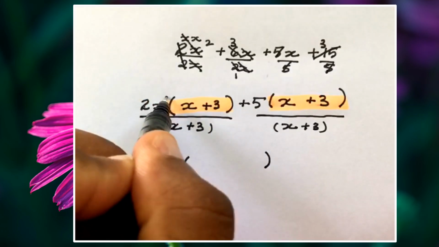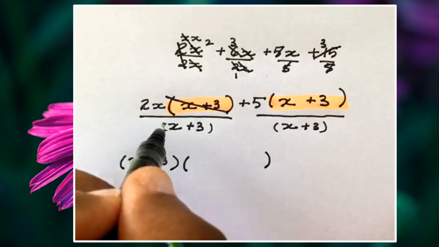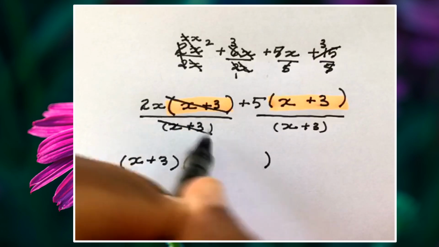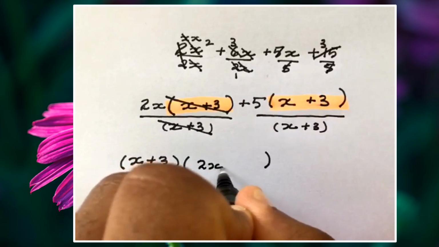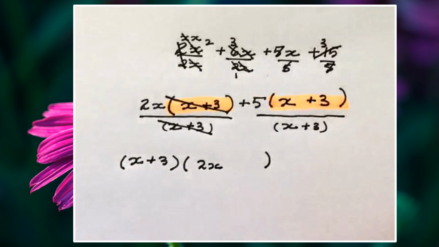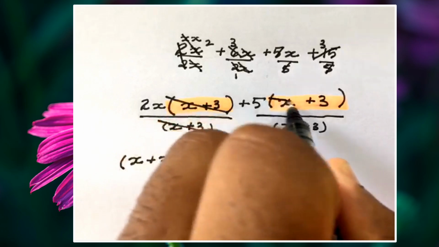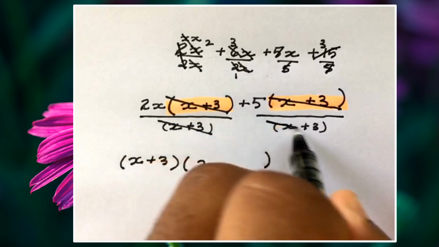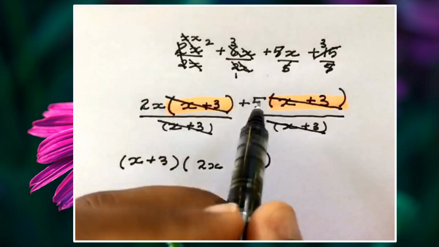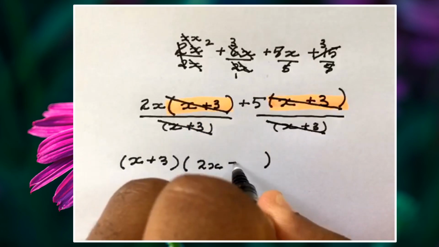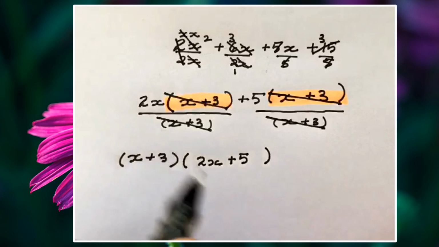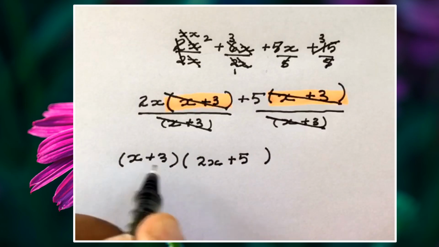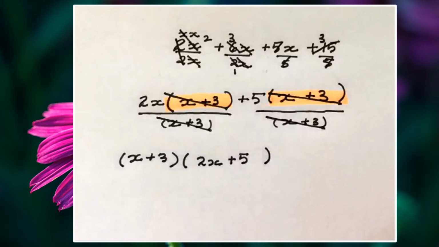This bracket with x plus 3 cancels this bracket with x plus 3, leaving us with just 2x. This bracket with x plus 3 at the top cancels this bracket with x plus 3 at the bottom, leaving us with just plus 5. So the final answer is a product of two brackets, x plus 3 and 2x plus 5.